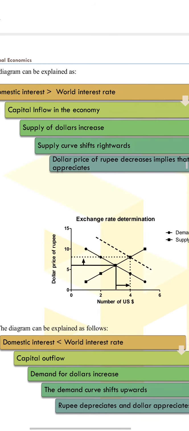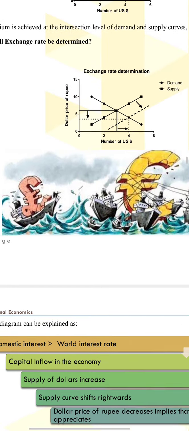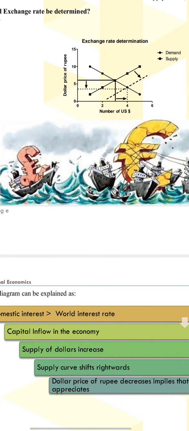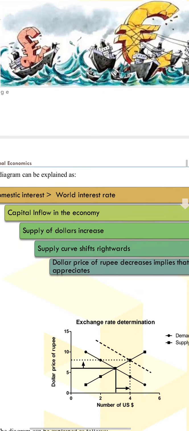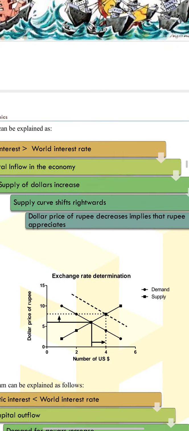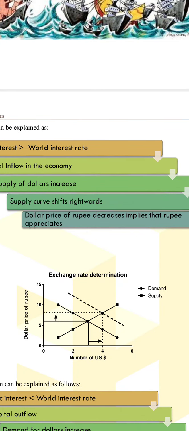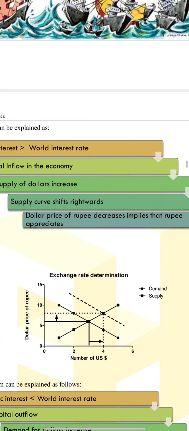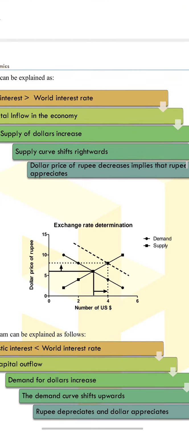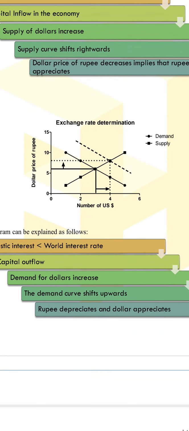The supply curve you are seeing here shifts rightward. The dollar price of rupee decreases, implying that the rupee appreciates. When the dollar price decreases, it means the rupee is in an appreciation condition. Next is exchange rate determination.